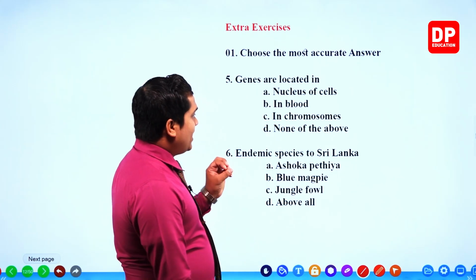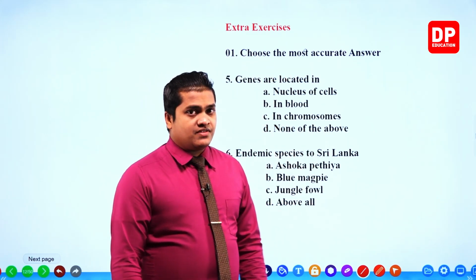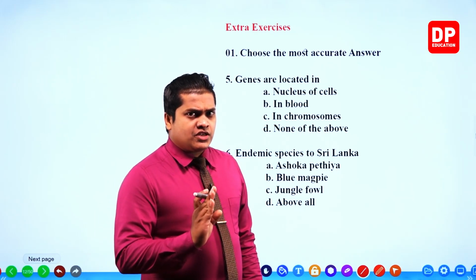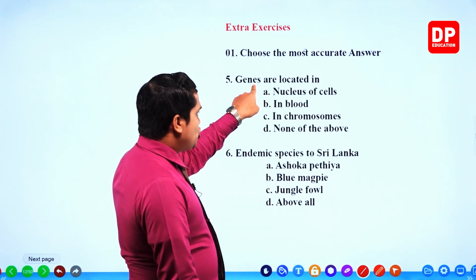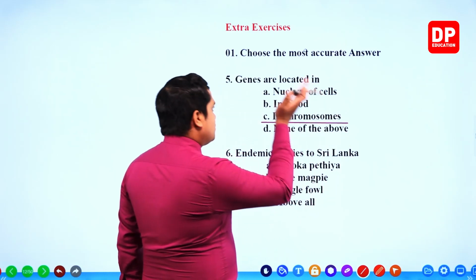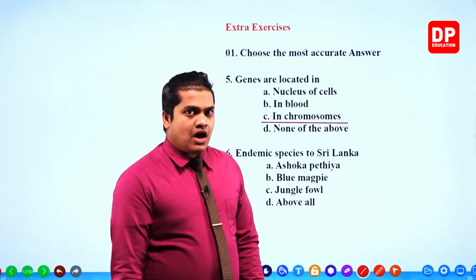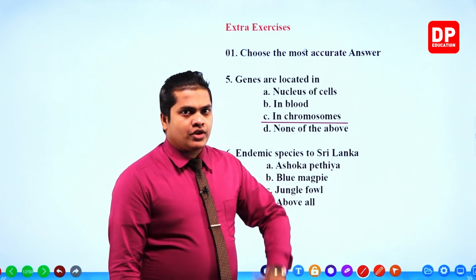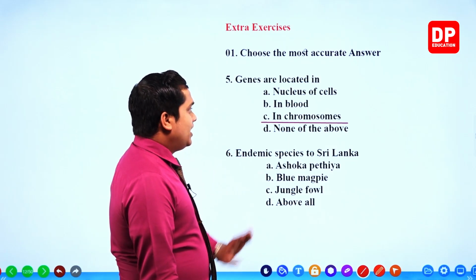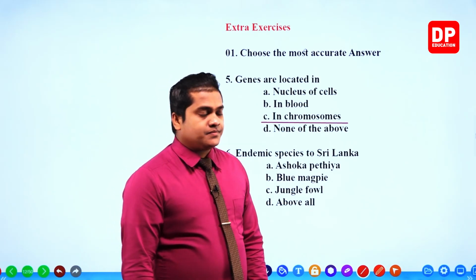Actually, genes are located on chromosomes. Chromosomes are located in the nucleus of the cell. So for the most accurate answer, they are not asking about chromosomes, my dear children. They are asking about genes. So genes are located in chromosomes. Chromosomes are located in the nucleus of the cell. However, they are asking about the genes, not the chromosomes. So the most accurate answer for this question would be chromosomes, right? Within the chromosomes, we can observe the genes.